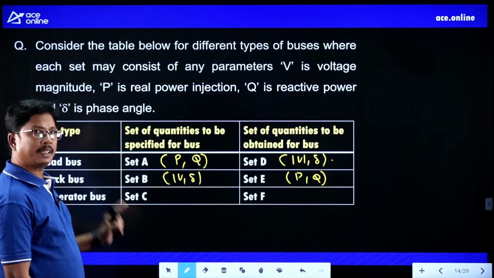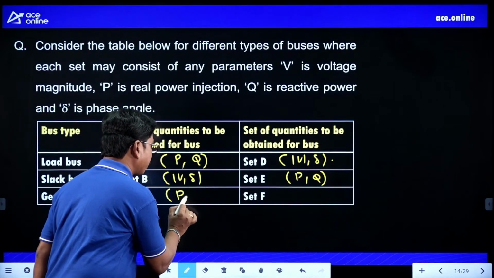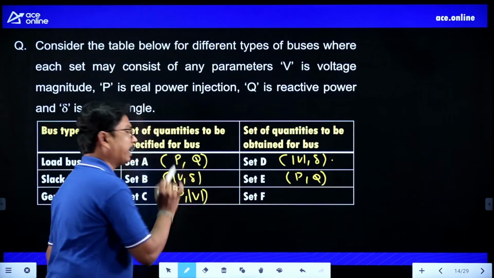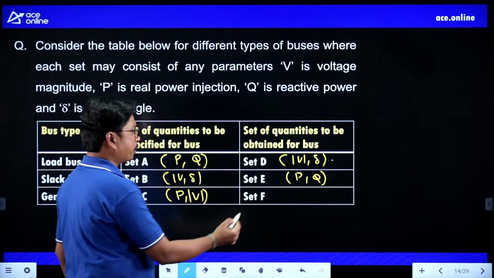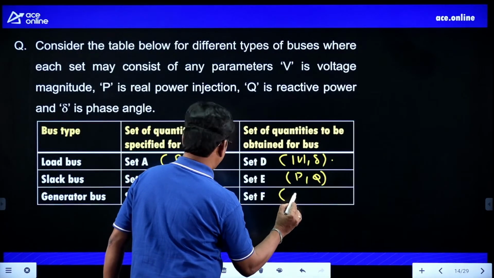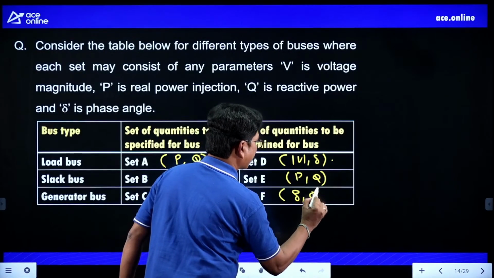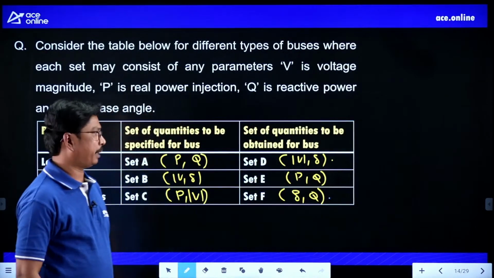For the generator bus, which are specified? It is also called the PV bus. P and the magnitude of V are specified. Which should be obtained? Delta and Q should be obtained.